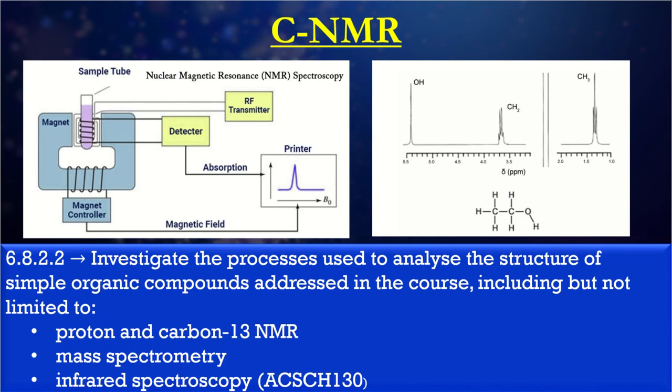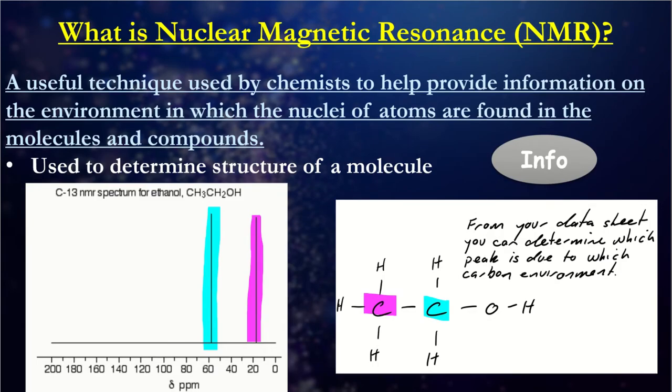Okay, so let's look into carbon-13 magnetic resonance. So just a quick recap, we said that the purpose of magnetic resonance is to find out the number of particular types of atomic nuclei in the substance. So this is what we can see here. It is used to determine the structure of the molecule, so we want to use it like that.